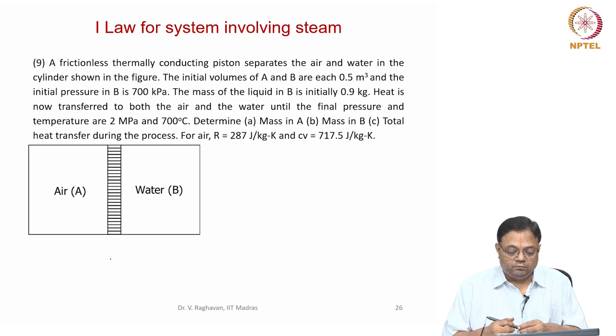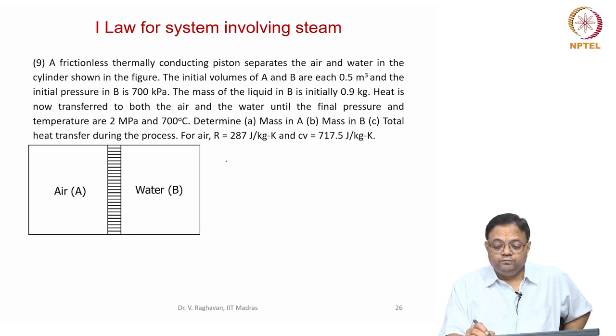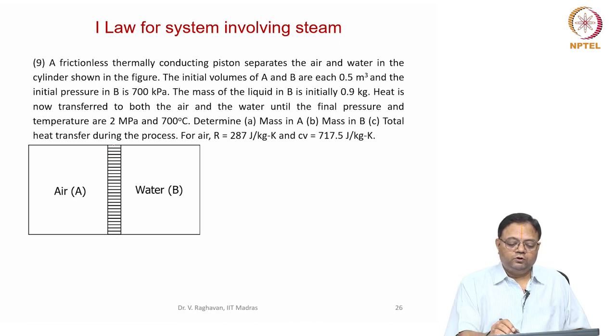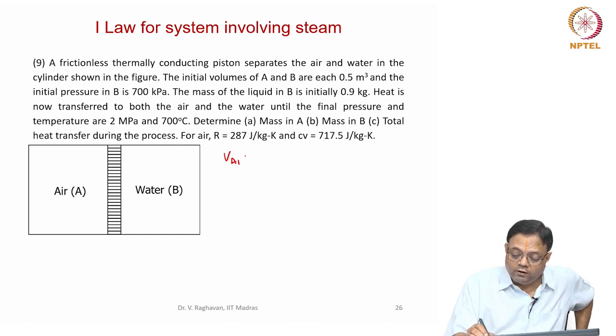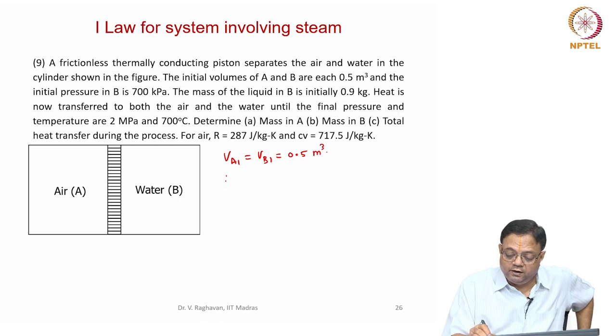Okay, now the next problem: a frictionless thermally conducting piston separates air and water. Again, this is like the same. It is a horizontal cylinder with two compartments, a piston is there, air is in the left chamber A, water in the right chamber B. Initial volumes of A and B, that is VA1 equal to VB1 equal to 0.5 meter cube, and the initial pressure in B, that is PB1 equal to 700 kilopascals.